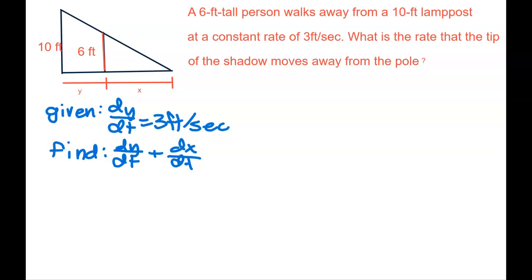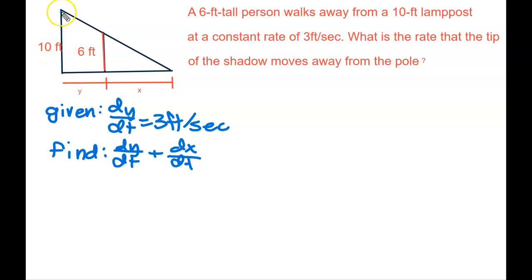For my project, I have a related rates problem. In this problem, a 6-foot tall person walks away from a 10-foot lamppost at a constant rate of 3 feet per second. What is the rate that the tip of the shadow that the person creates from the lamppost moves away from the pole? And so this triangle demonstrates this scenario.